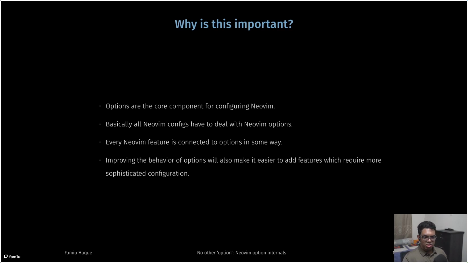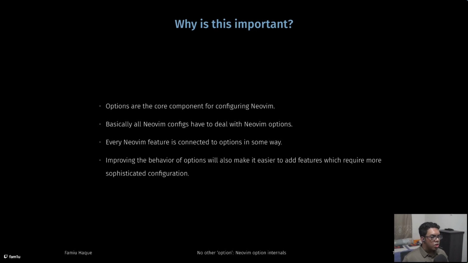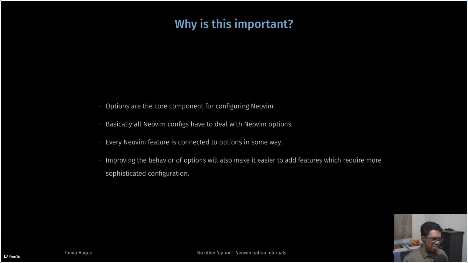Every Neovim feature is connected to options in some way. So let's say global status line, that's something I worked on. That's basically my first big PR. That's connected to options. You have to enable it by setting last status to 3. And then let's say WinBar, that's also something I worked on. You also have to set it using set WinBar.